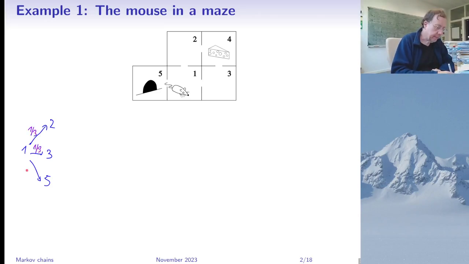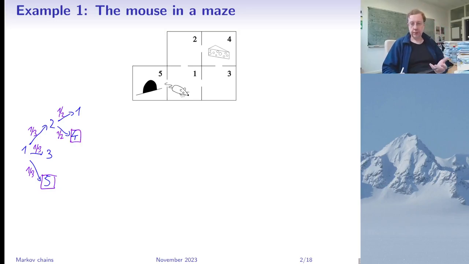Now, as we said, if it goes to room number 5, it just stays there, so we stop monitoring the process. But if it goes to room number 2, we've seen that there are two options, so it can go to room number 1 again, and it can go to room number 4, and again now the probabilities are 1/2 and 1/2, and if it reaches room number 4, it stops.